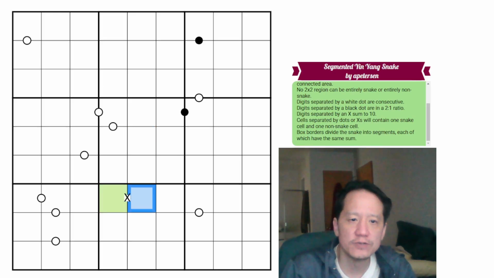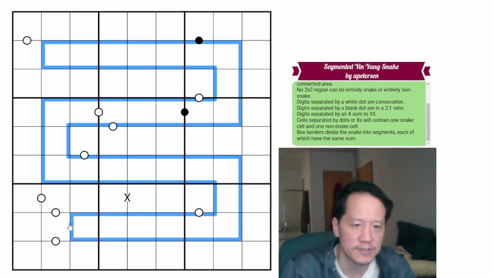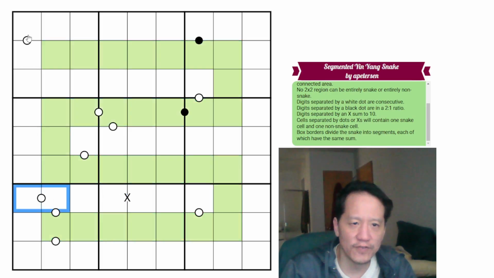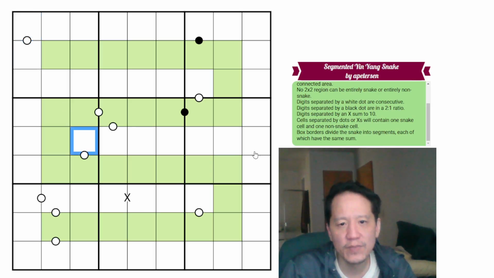So let's see, do we have... We don't have that. Okay, so let's go back to the example I had previously. Even though it's not correct, obviously, because it doesn't fulfill the every dot separates a snake versus a non-snake cell.